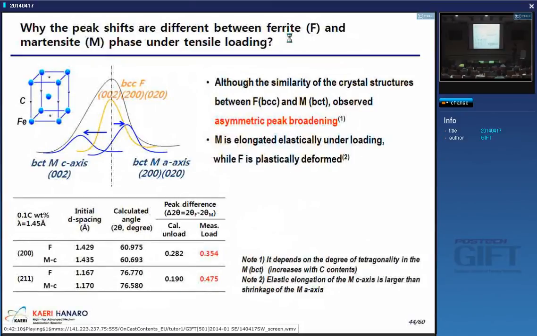So this is an asymmetric peak. Inside the asymmetric peak, there is ferrite here and the martensite is moving the other way, okay? I will show you in the next slides, but this is one answer for it. Martensite is elastically elongated under loading, okay? Still under loading, but ferrite is deformed. And also, the C-axis is easy to elongate, okay? That's why one part of the peak shifts and shows some asymmetric peak.